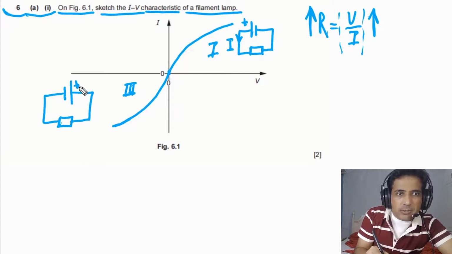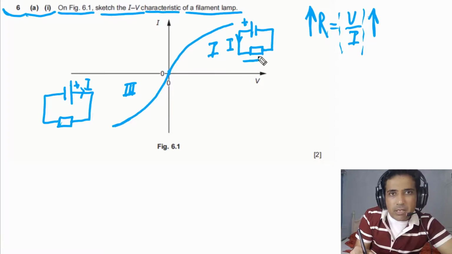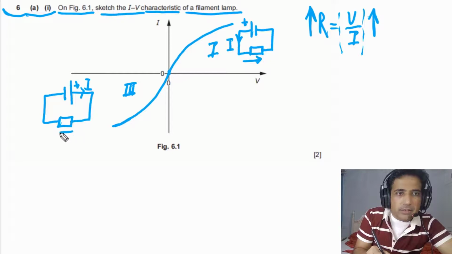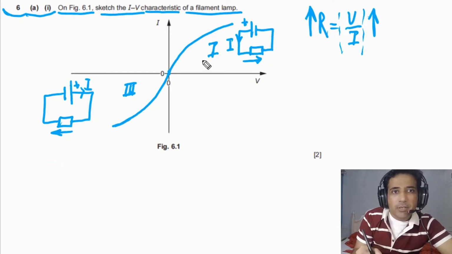Now this side is positive, so conventional current will flow this way. Here you can see current is flowing this way. We have taken to the right as positive, and in this case current will flow to the left, and we have taken this one as negative. So that's the reason this curve is in the third quadrant.